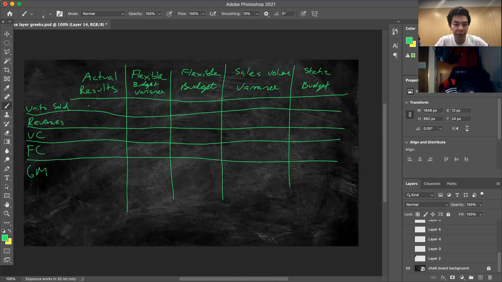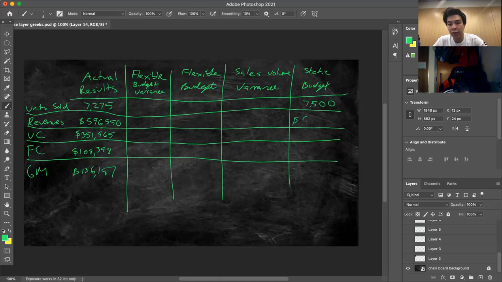So units sold here is going to be 7,275. Revenue is going to be 596,550. Variable manufacturing cost is 351,965. Fixed manufacturing cost is 108,398. And GM is going to be 136,187. And we've got to put in the static budget, so 7,500 there for units.